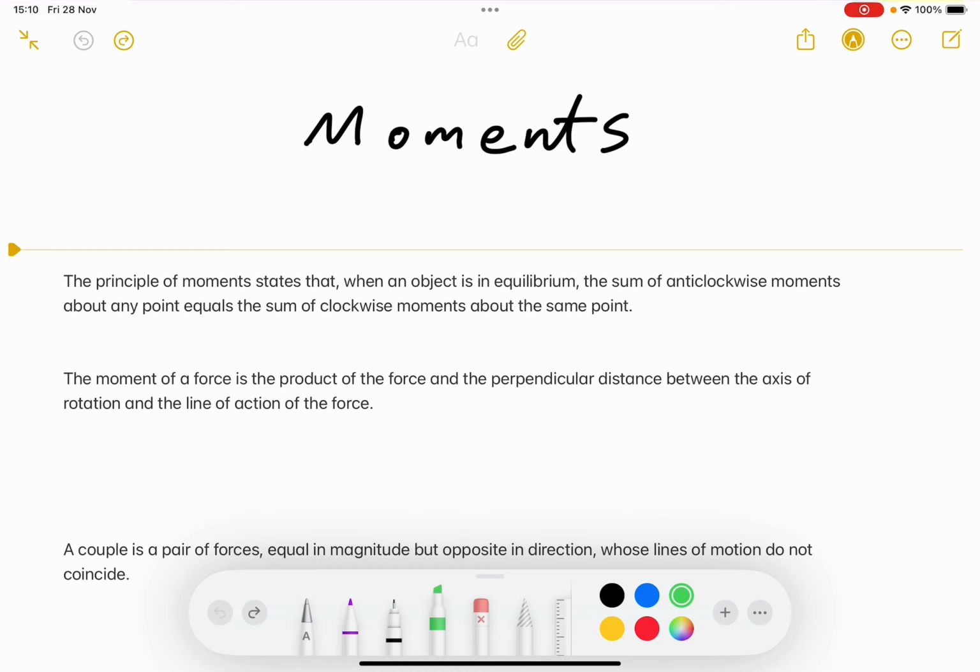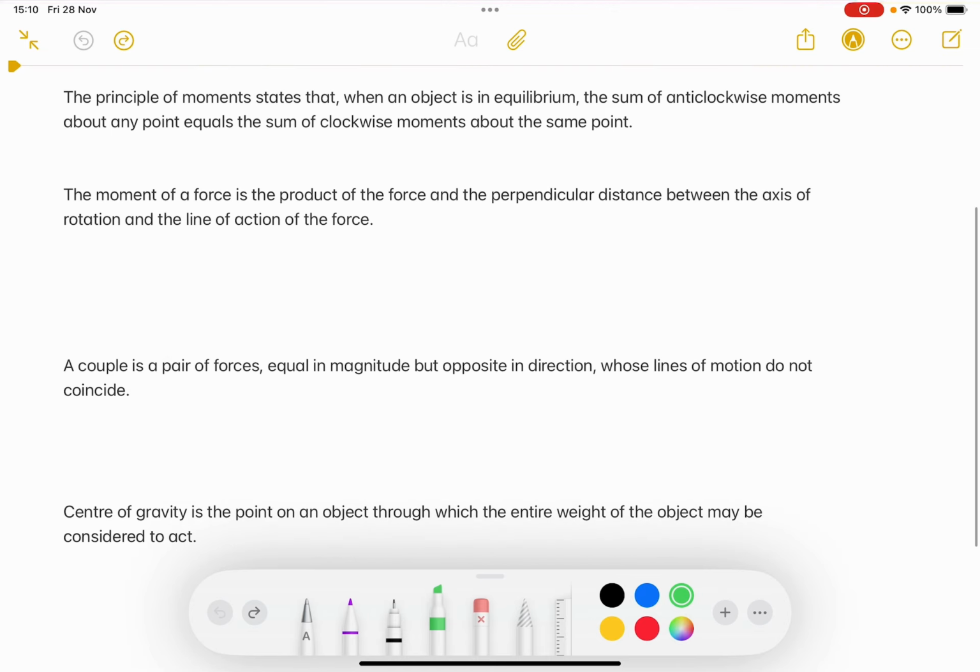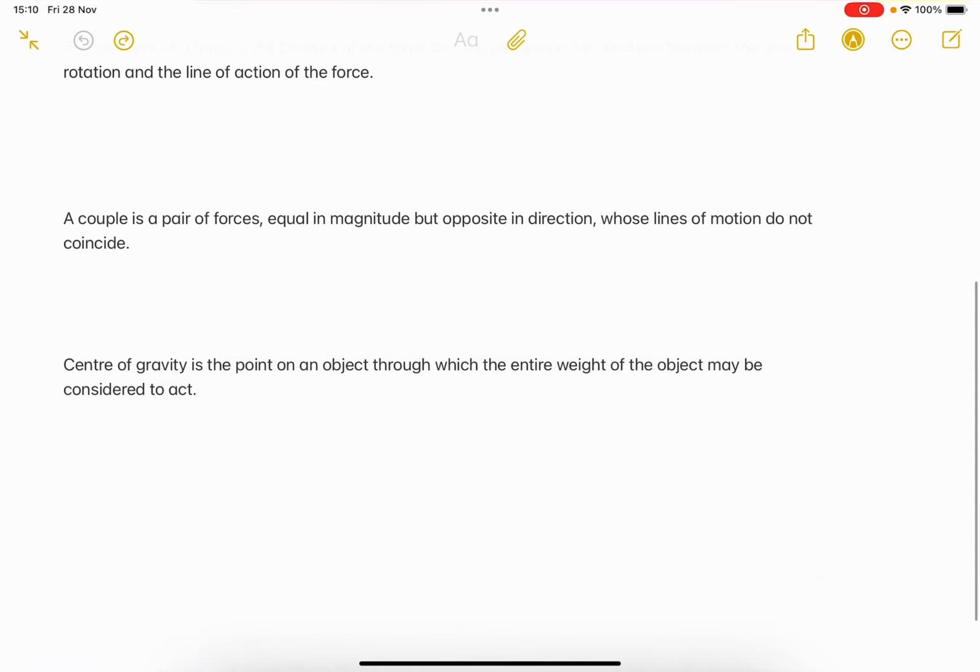It should make sense. The moment of force is the product of the force and the perpendicular distance between the axis of rotation and the line of action of the force. I think you can replace axis of rotation with point, and that will save you a little bit. A couple is a pair of forces equal in magnitude but opposite in direction whose lines of action do not coincide, and I might draw a little picture of that. I can't write where I've cut and paste for some bizarre reason. The centre of gravity is the point in an object through which the entire weight of an object may be considered to act. I think it's better to say where the mass appears to be concentrated, for slightly technical reasons.